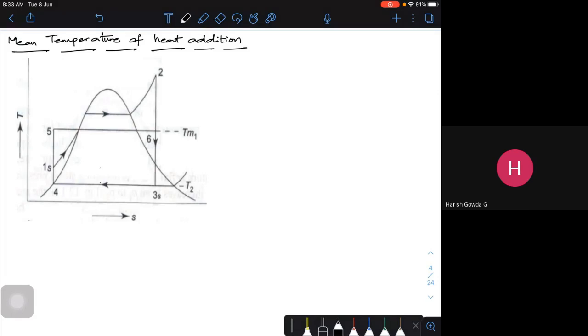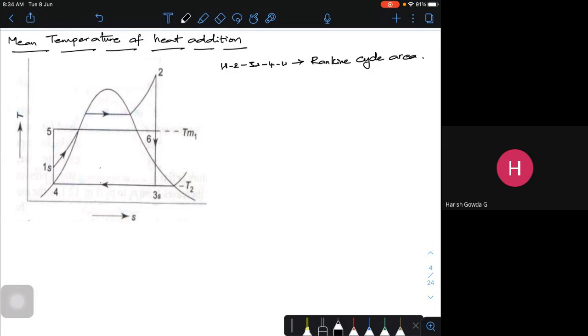So I have an area: 1s, 2, 3s, 4, and back to 1s. If I consider that, that is the Rankine cycle area. So if I'm executing the Rankine cycle, that is the area. S represents that I'm executing an isentropic process. That's the meaning of it.